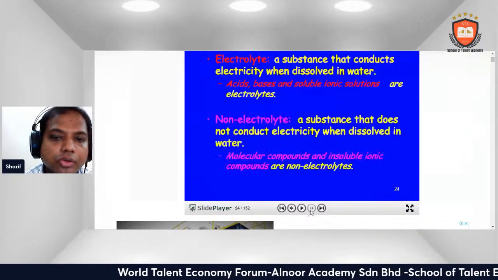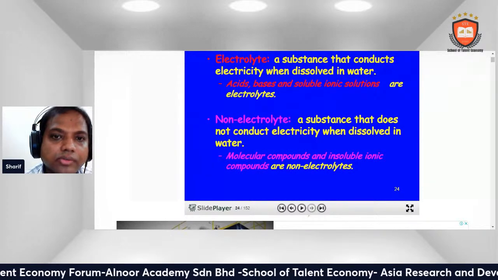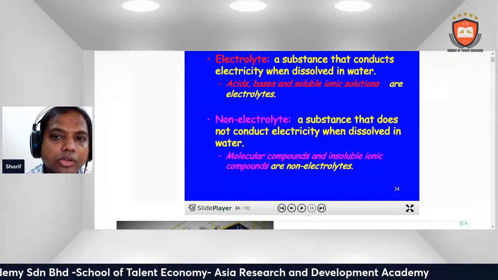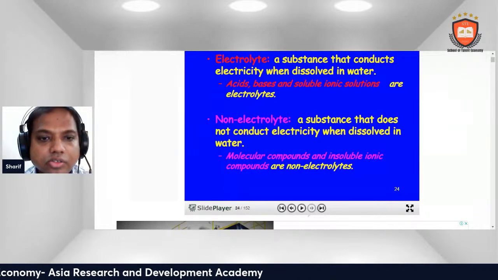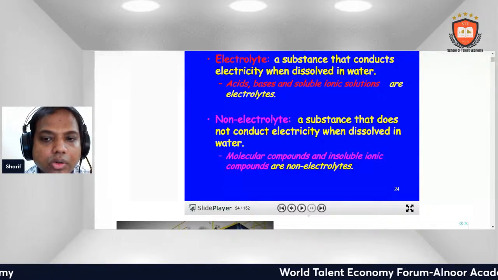An electrolyte is a substance that conducts electricity when dissolved in water. Acids, bases, and soluble ionic compounds are electrolytes. A non-electrolyte is a substance that does not conduct electricity when dissolved in water. Molecular compounds and insoluble ionic compounds are non-electrolytes.